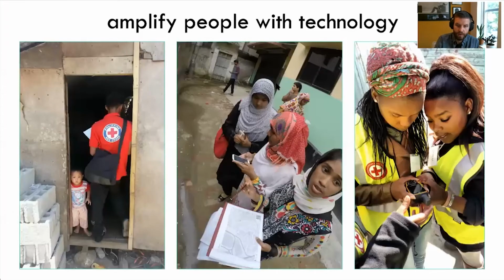And remember that we're trying to amplify people with technology. Drones are a cool piece of technology and are fun to fly, but ultimately it's about helping people do their work better, whether that's better disaster planning, better disaster response, or better community work. We're using this technology to help people work more efficiently and do their jobs. It's not technology just for the sake of technology.